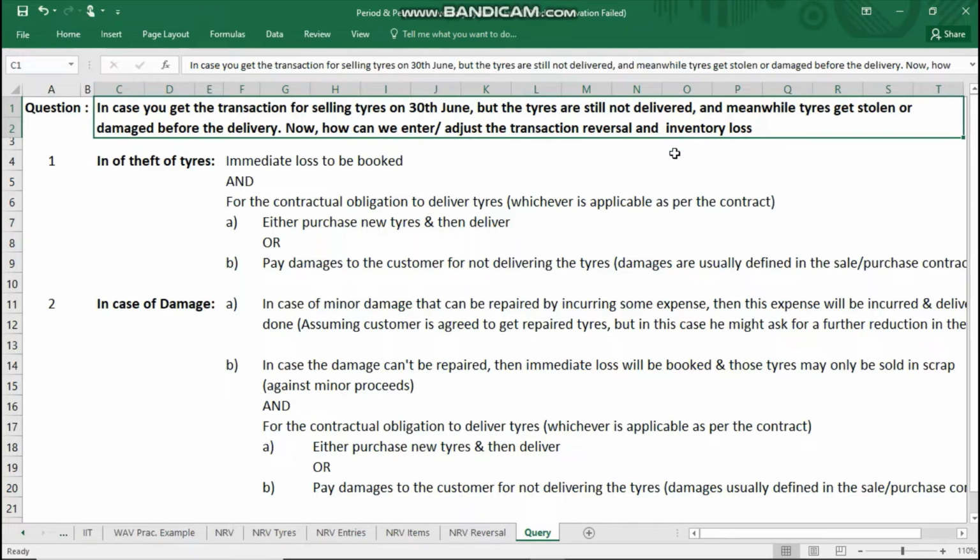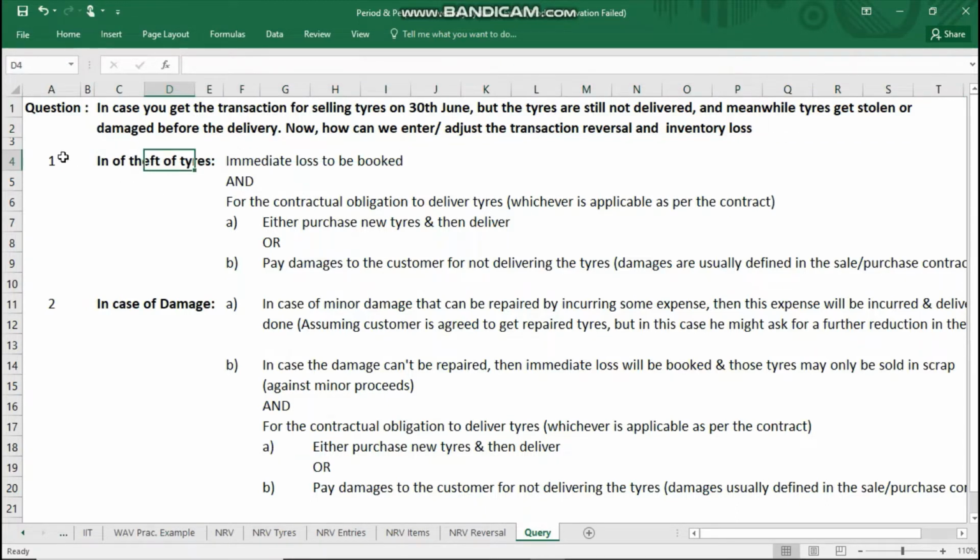So if I understand it correctly, like we entered into the contract of selling the tires on June 30, and before the delivery of tires, something happened and the tires got stolen, or for some reason they got damaged. Okay, so how we will adjust the transaction and how we will record the inventory loss? So to answer this question, there can be two scenarios.